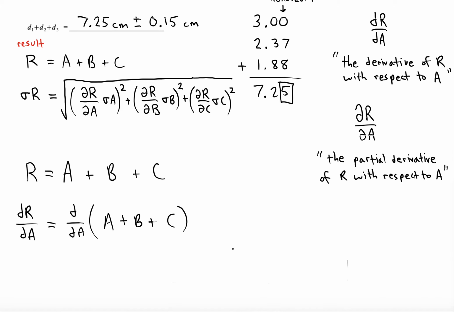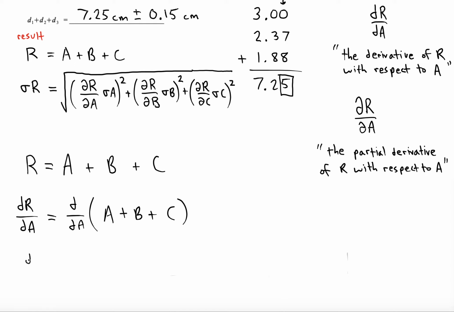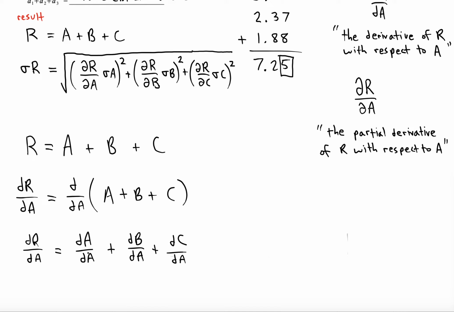But right now, we don't assume that any of these are constant. We just assume that they could be functions of a. And if they're functions of a, then at least this one's easy to do: dA over dA is just 1. But here you'd have dB over dA, and then dC over dA. So 1 plus dB over dA plus dC over dA, and that'd be as far as I can go, since I don't have any other expression for B and C.